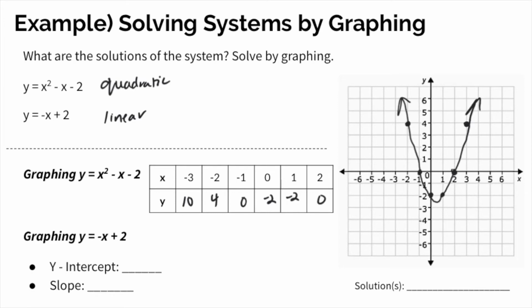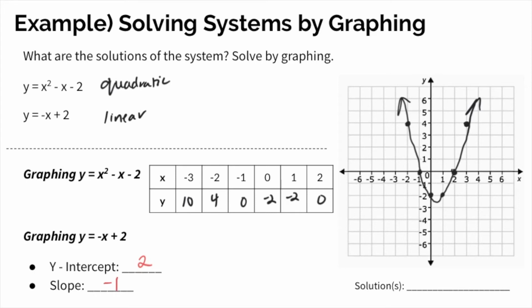I'm going to choose a different color for my linear, just so that I can clearly see these two graphs. And so my linear function is y equals -x plus 2. So I see that my y-intercept is going to be whatever this constant is. My constant is 2 over here, so that's going to be the first point that I'm plotting. My slope is going to be whatever my coefficient is for x. I don't see a number here, but I see a negative sign, and so I know that my slope is going to be -1.